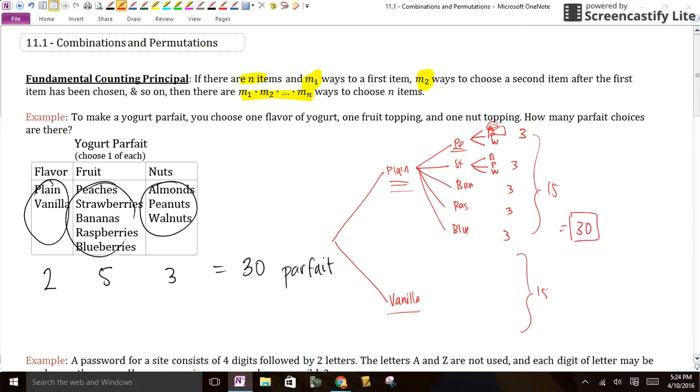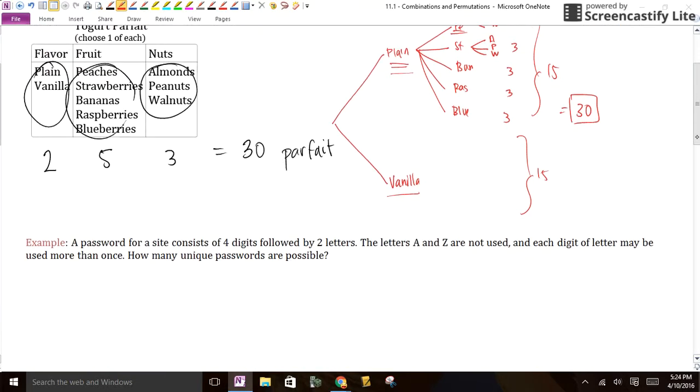So tree diagrams help me see every single order that you could make. And the counting principle is kind of a shortcut to that. It's like, hey, count these up and tell me how many there are. So hope that clears that up a little.